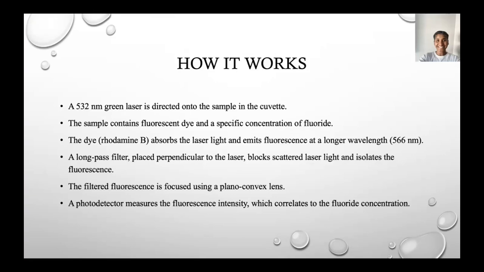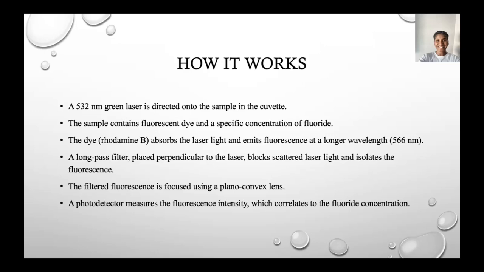So we have a 532 nanometer green laser, and this laser is directed into the sample, which holds our fluoride concentration. We put the sample in our cuvette. Our cuvette now goes into our device, which has a square holder for the cuvette. And the cuvette contains fluorescence dye, which is rhodamine B, and a specific milligram per liter of fluoride.